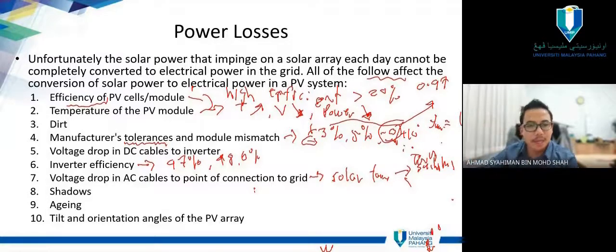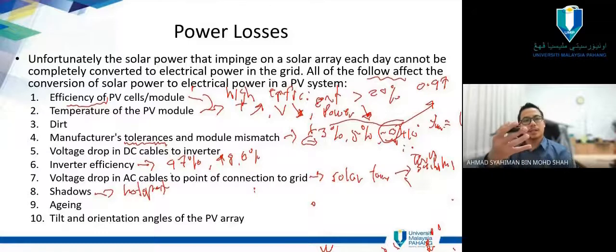Okay. Next is the shadows. Like I told you, shadows can lead to hotspots. This is why we do the site visit. The site visit is very important, even though in the real field, in the real situation.